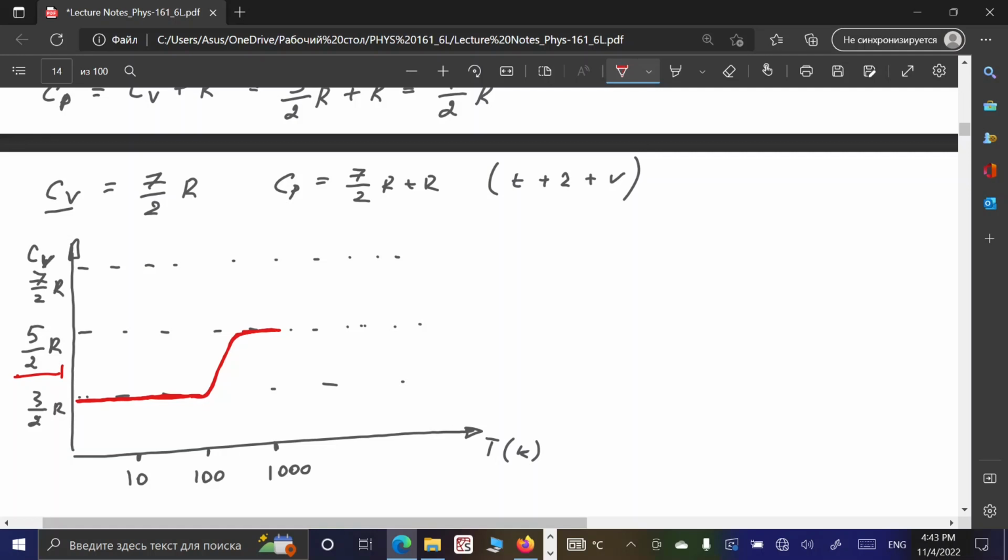Then if we go even higher, like above 1000 degrees, we have a transition to the next level when we already excite this chemical bond between two atoms, and the two atoms start to vibrate with respect to each other. So in that case, vibrational motion also should be taken into account in the value of CV. The thing is that usually we do not operate at these extremely high temperatures, because that is like 2000 and higher Celsius or Kelvin.